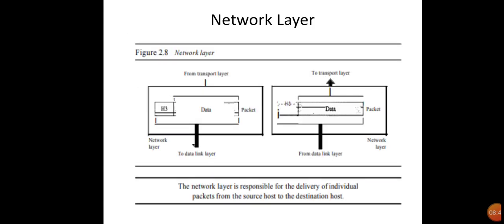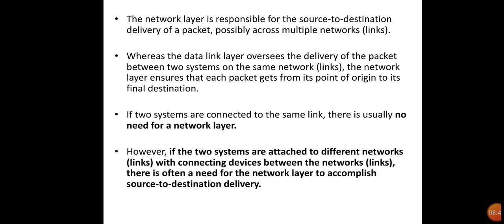Network layer. The network layer is responsible for the delivery of individual packets from the source host to the destination host. The network layer is responsible for the source to destination delivery of a packet, possibly across multiple networks, that is links, whereas the data link layer oversees the delivery of the packet between two systems on the same network. The network layer ensures that each packet gets from its point of origin to its final destination.